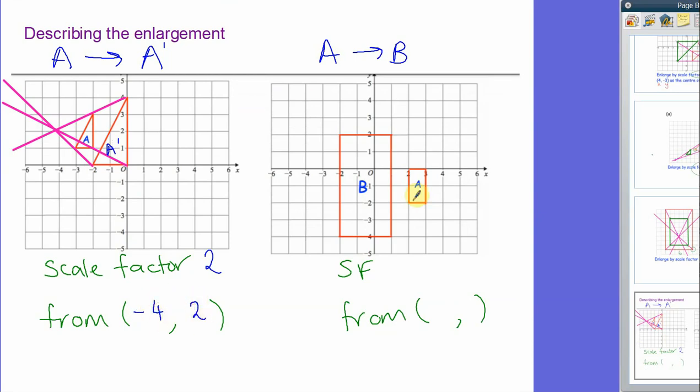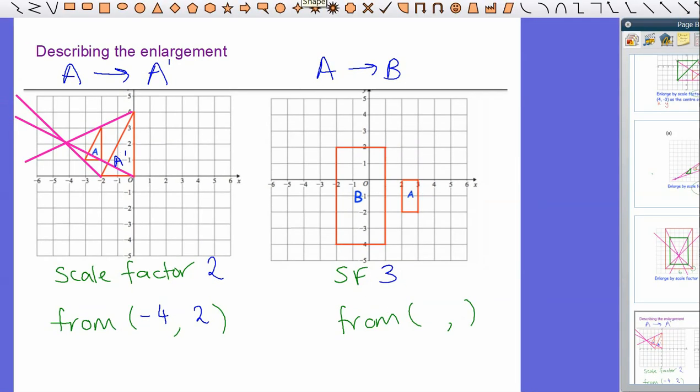Let's have a look at this one. So this is 1 along, this is now 3, so we can see a scale factor 3. Let's just check the vertical distance as well. We've got 2 and we've got 6, so that works. Now where's it from? So we get our line tool, top right to top right, bottom right to bottom right. You can do it as many times as you need to, but now I've got 3 lines all going to the same point, and that is 4 minus 1.